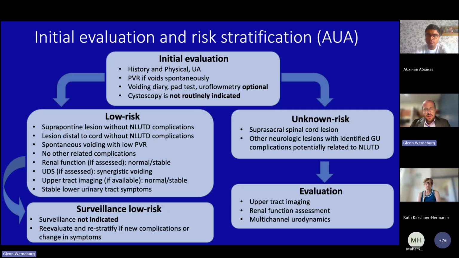Early on, the other group of patients would be categorized into unknown risk. So these are the patients with a suprasacral spinal cord lesion or with other neurologic lesions who don't meet all the other criteria I told you about. So maybe they have a genitourinary complication, or they have kidney dysfunction, or hydronephrosis on the ultrasound. Those patients, we wouldn't understand their risk yet, so they would need to be further evaluated. How do we evaluate them? We would perform upper tract imaging, renal function assessment, and urodynamics.